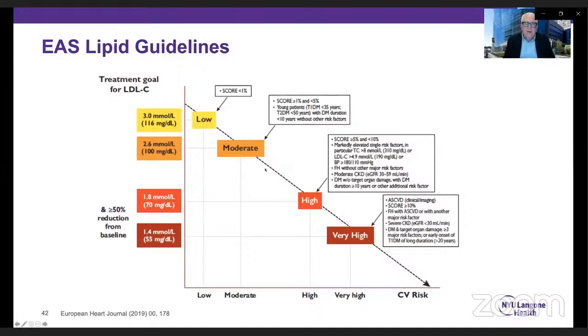And so again, here is a goal-based system based on increasing risk scores in patients. When you go from low to moderate to high to very high, the goals for these patients go from 116 to 100 to 70 to 55. And there is even a group down here at the bottom, very high-risk patients with a recurrent event within a 2-year period, where goals of less than 40 milligrams per deciliter are suggested. Now, what does this tell us? You know, I was asked to talk about, is it about the statin itself? Is it about the treatment to a goal?